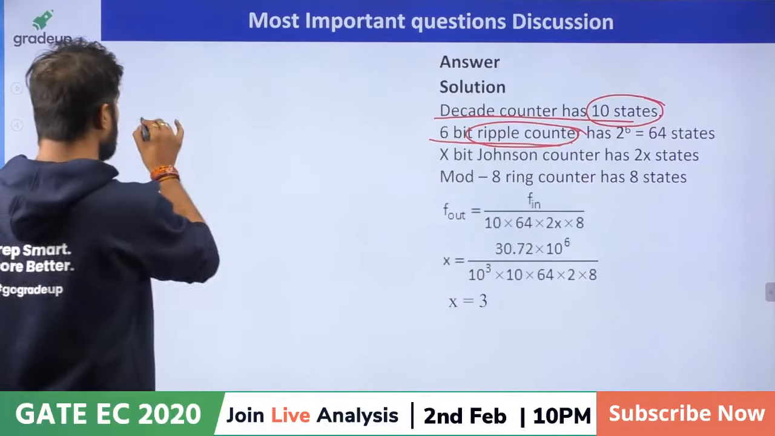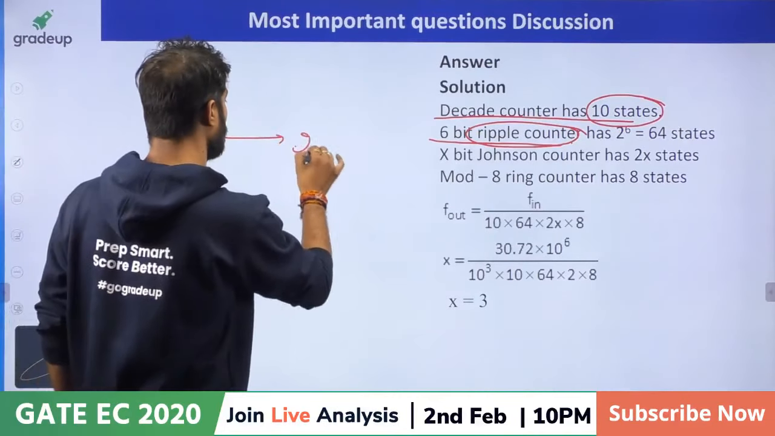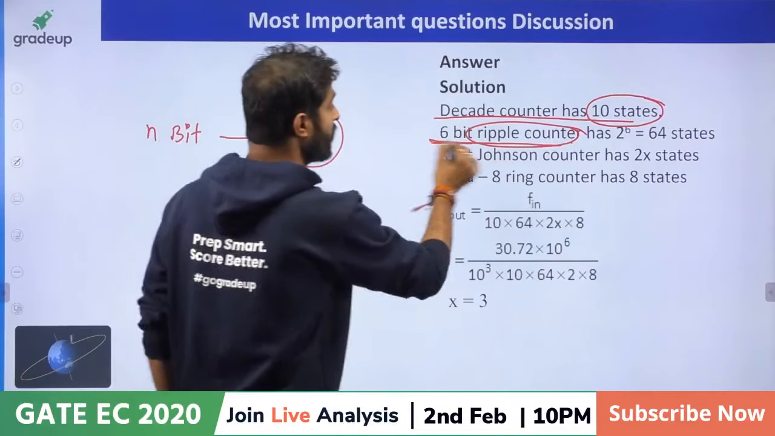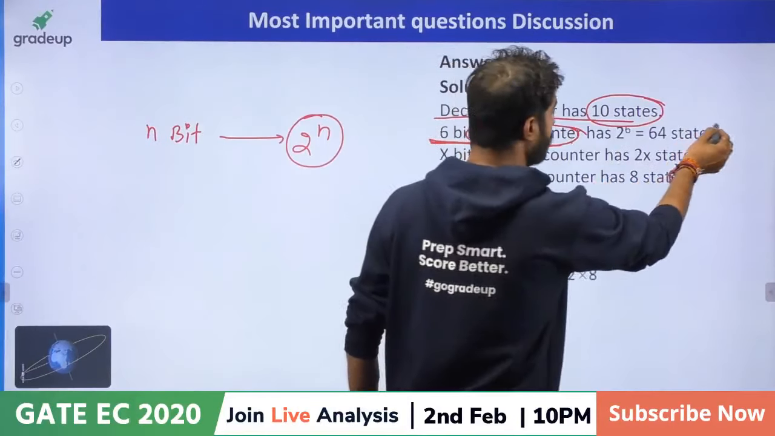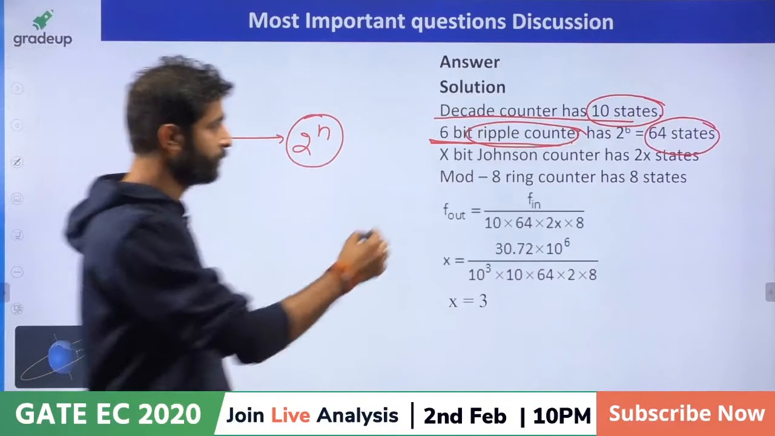Okay, the 6-bit ripple counter means what? For the ripple counter, an n-bit ripple counter has the mode 2 raised to power n. So it is a 6-bit, so the mode is 2 raised to power 6. That is called 64 states or 64 modes.